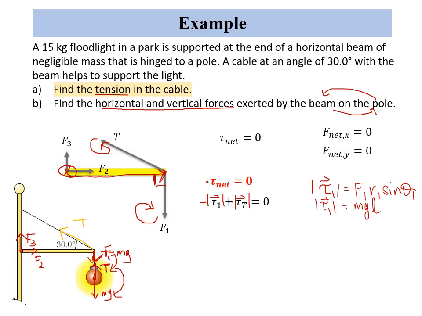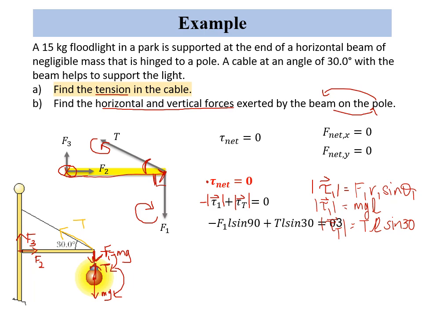Now we can calculate the magnitude of torque due to tension, which is going to be tension, which we don't know what that is. Where is that tension applied? It's at the edge. So I'll call that L as well. And then sine of the angle between those two vectors, which is here. And as you can see, T is not perpendicular to the beam, so there is an angle of 30 degrees.